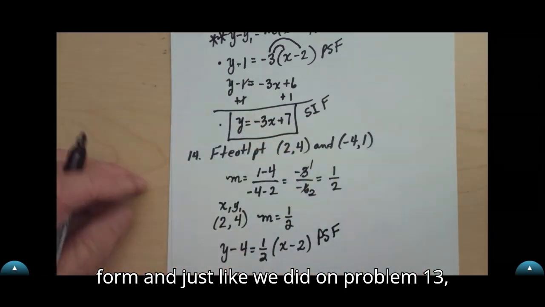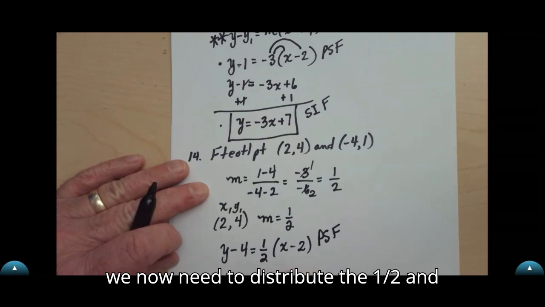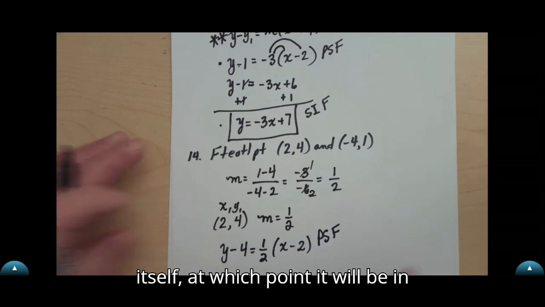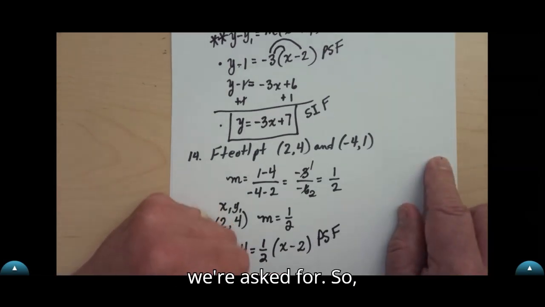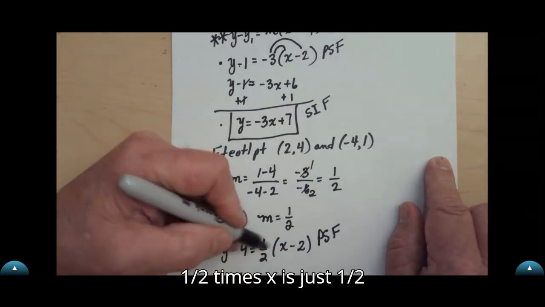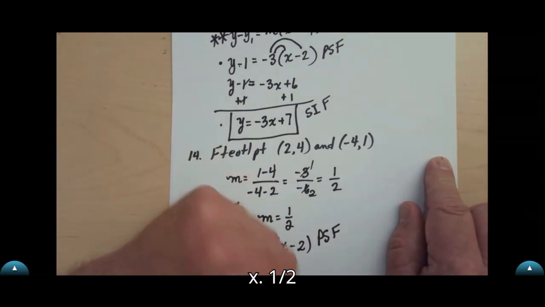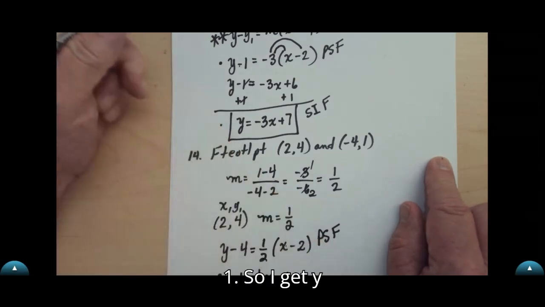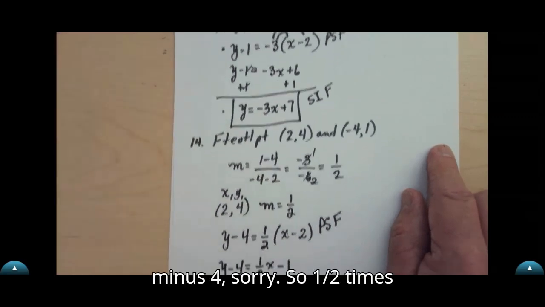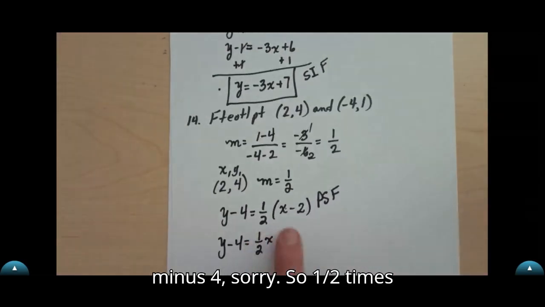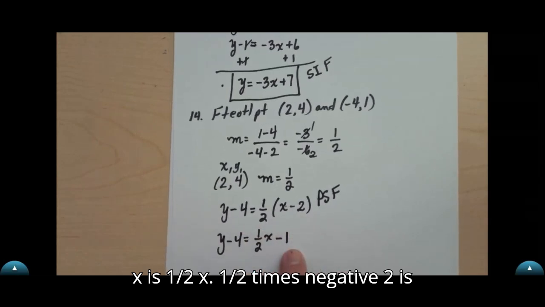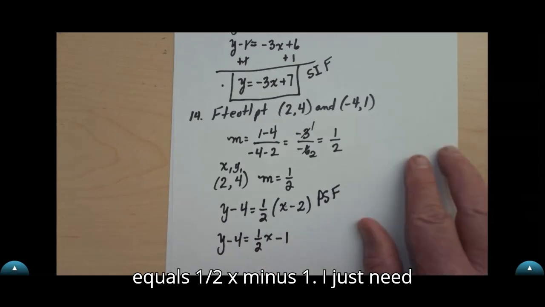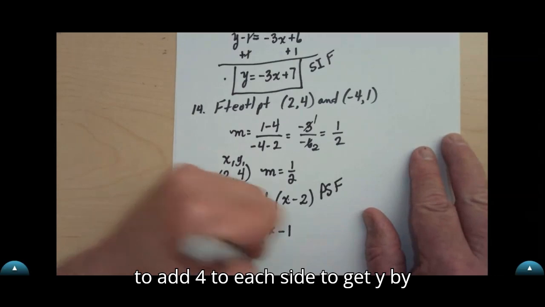And just like we did on problem 13, we now need to distribute the 1/2 and then add 4 to each side to get y by itself, at which point it'll be in slope-intercept form, and that's what we're asked for. So 1/2 times x is just 1/2 x. 1/2 times -2 is -1. Now I have y minus 4 equals 1/2 x minus 1. I just need to add 4 to each side to get y by itself.